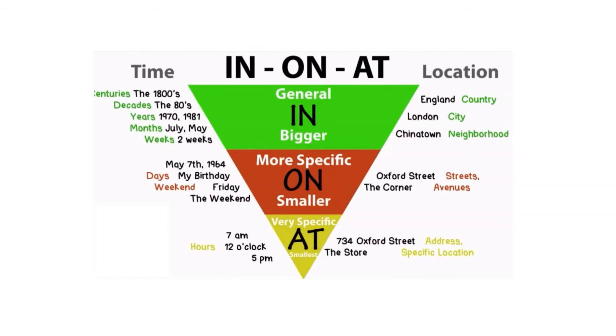But if we want to be a little more specific, then we can use the preposition on. For dates, for example, we have on May 7th, on my birthday, yeah? Or for days of the week, on Friday, on Monday, on the weekend, okay? We also have on Oxford Street, on the corner, right?